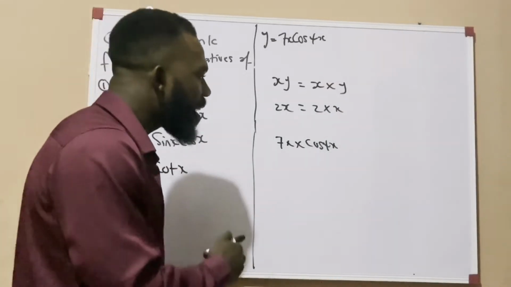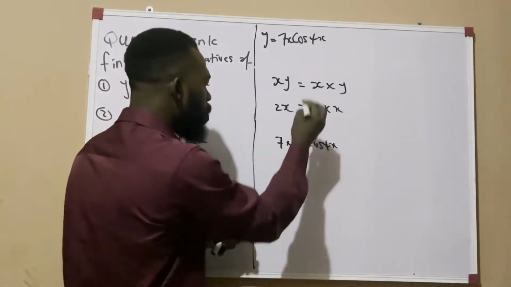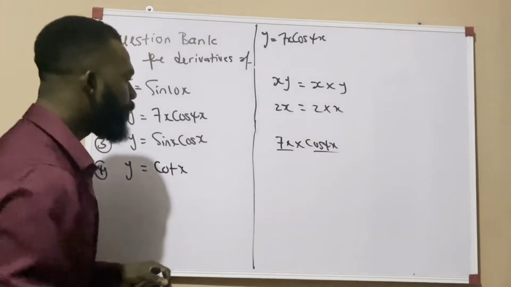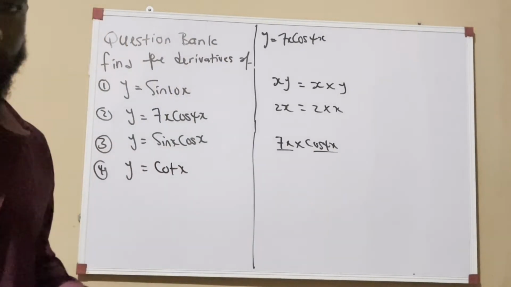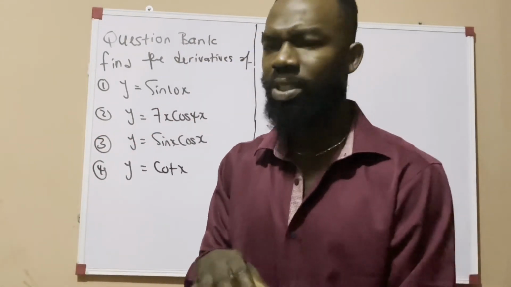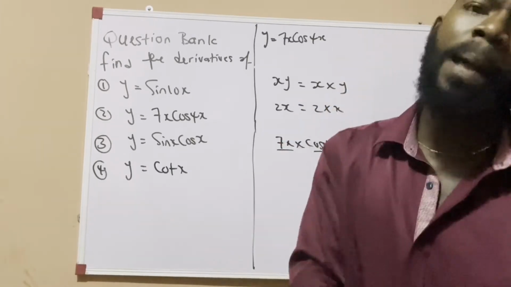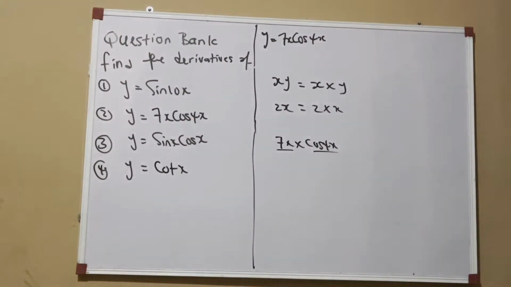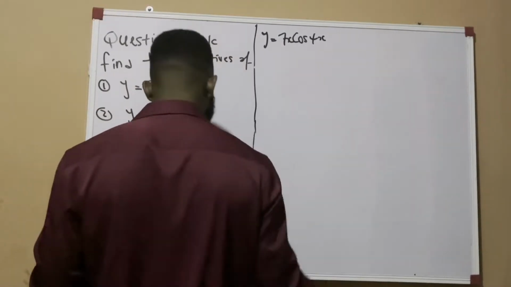If you say 7x times cos 4x, it means that in this question we have two functions. The first function is 7x, and the second function is cos 4x. We said in product rule that when you have two functions that multiply each other, you apply product rule in solving that type of question. Without wasting time, let us apply product rule in solving this question.